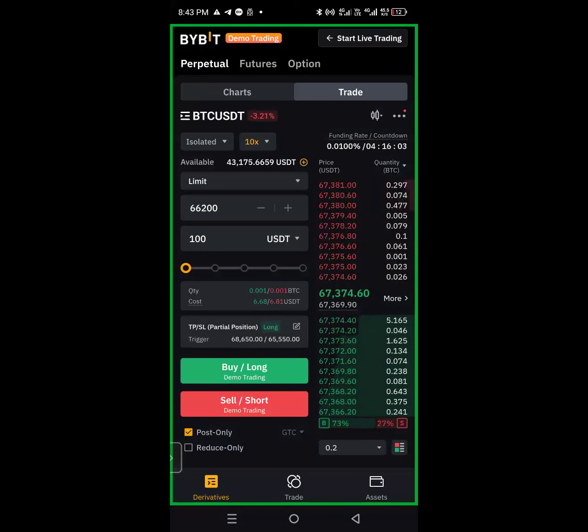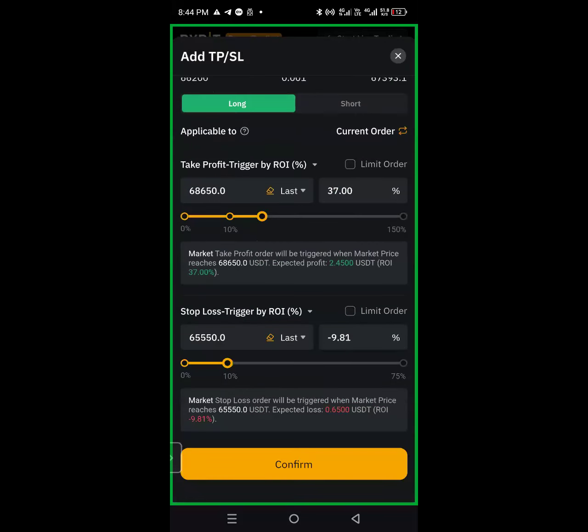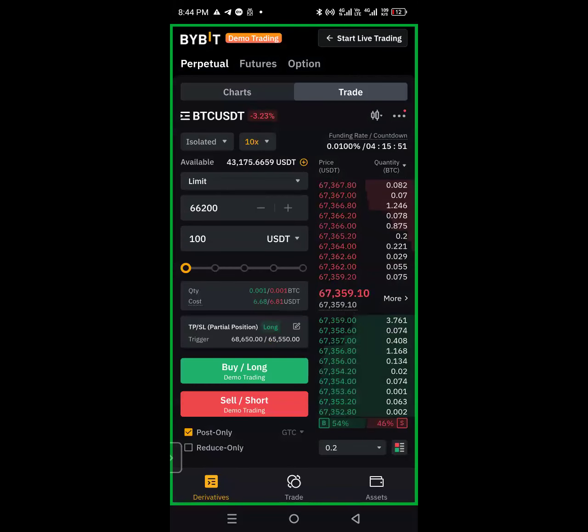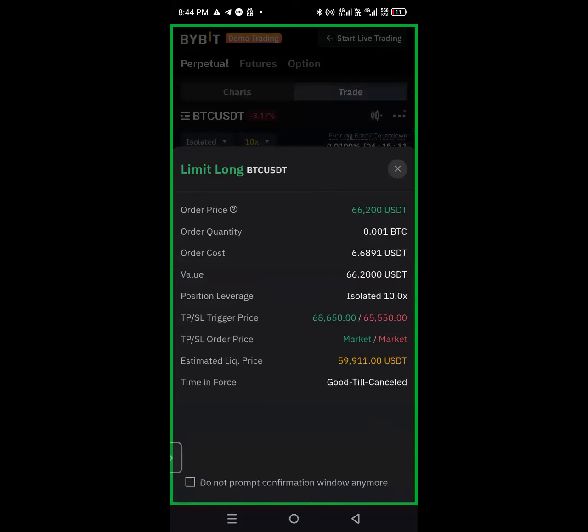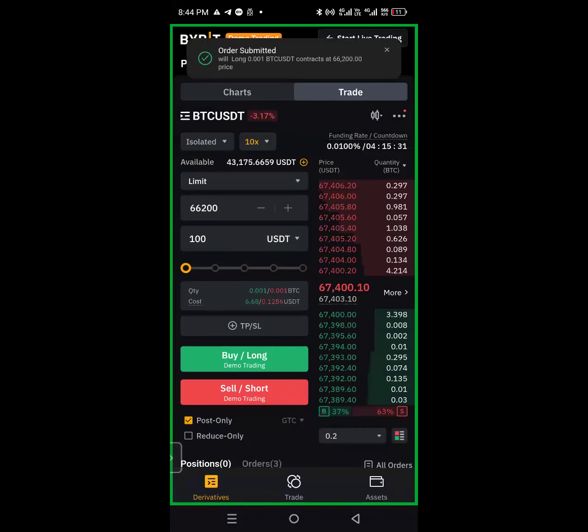Now, if I'm to take this trade this way, let me go back to my TP and stop loss. It means I'm still risking $0.65 to make $2.45. Now, let me just complete it. We are buying, right? Since all parameters are set there, then I'll come here to complete by clicking on buy. Now, it will still ask you to confirm here. Then I'm going to click on confirm. Then the trade idea has been submitted.